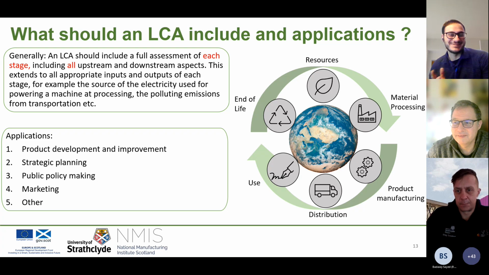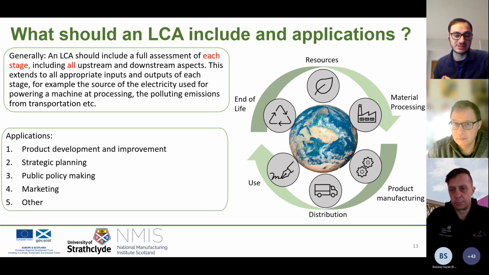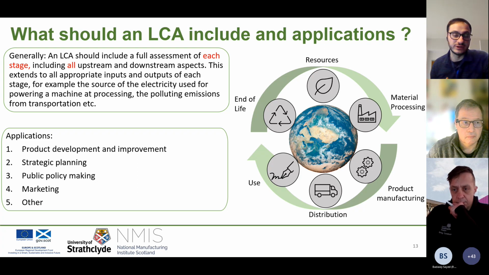Continuing, one of the many applications is strategic planning. For instance, companies that want to focus on specific products with less environmental impact. Public policy making, we hear it multiple times. What is the best way to achieve our sustainable goals? And how can you do that if you don't quantify what those goals are?